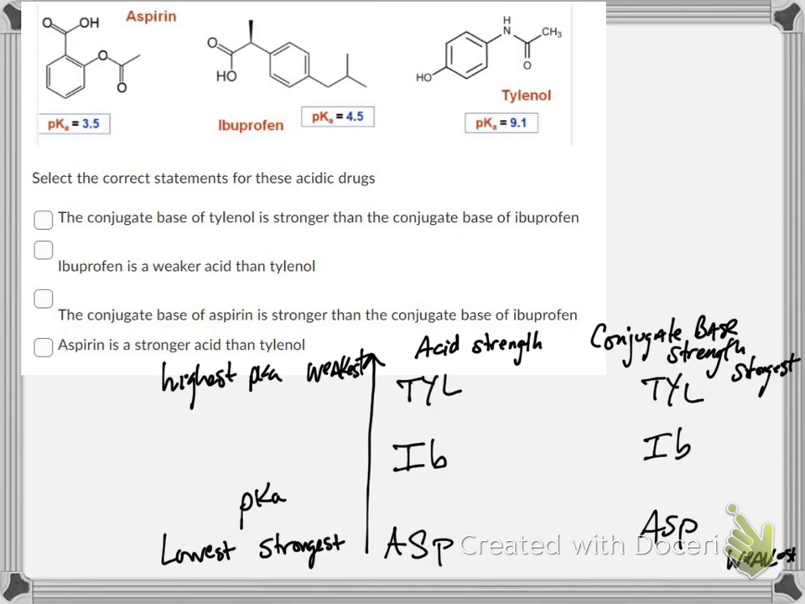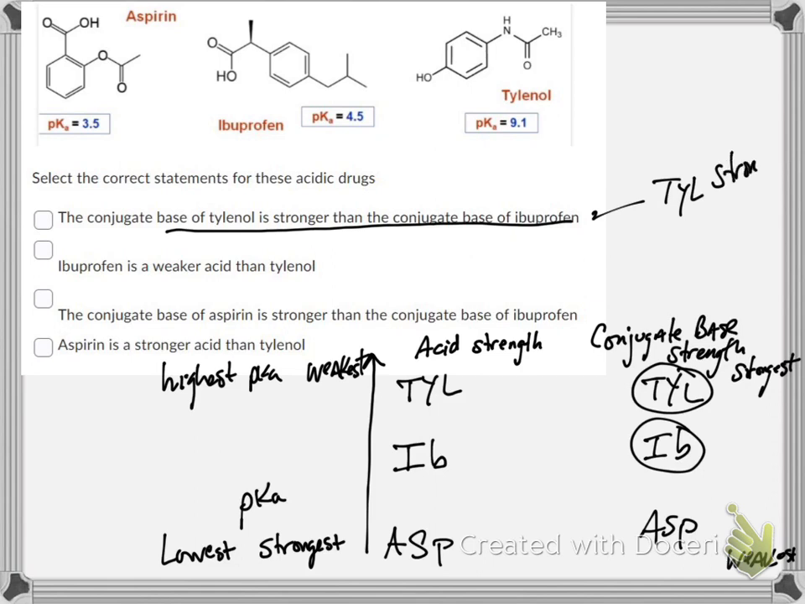Now that we have this structure, we can go through each of the options. It'll be easier to analyze. The first one says the conjugate base of Tylenol is stronger than the conjugate base of ibuprofen. That's true. Tylenol, as the top, is the strongest conjugate base, and it's going to be stronger than either ibuprofen's or aspirin's conjugate.